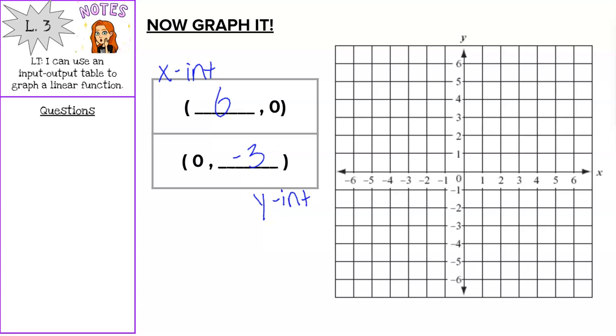All right, the last step is just to graph it. The x-intercept is (6, 0). Remember, that's going to go on our x-axis, so we find 6, 0 right there. And then our y-intercept is (0, negative 3). So we go to our y-axis and find negative 3. And we connect the points. And there's our graph.